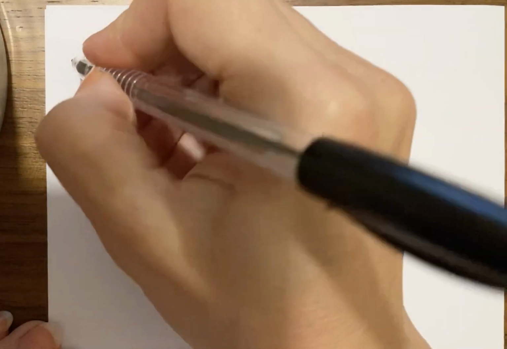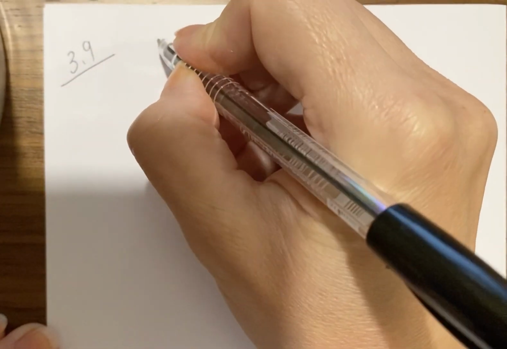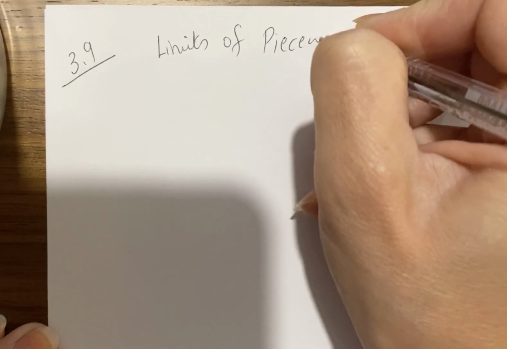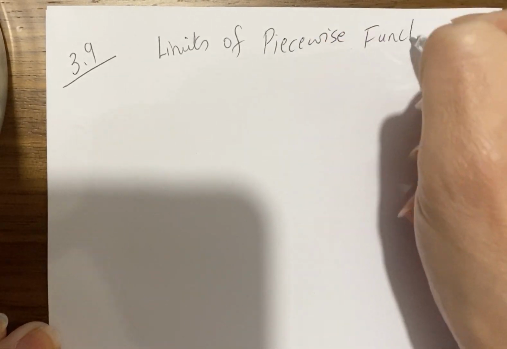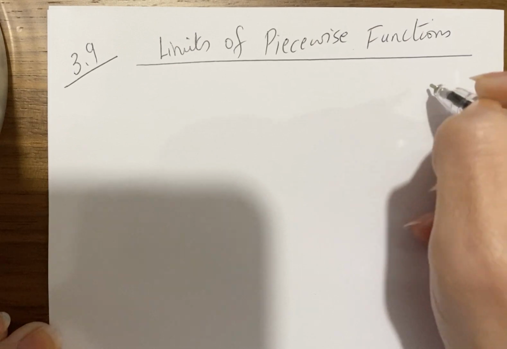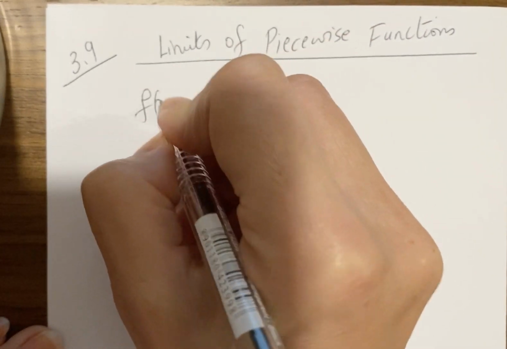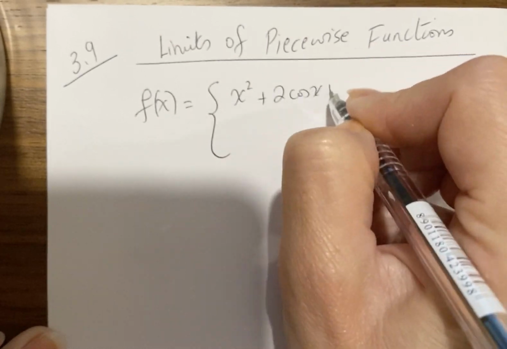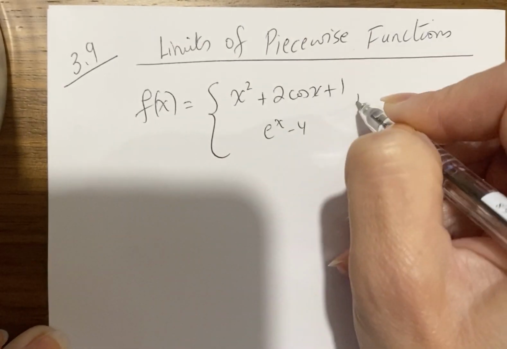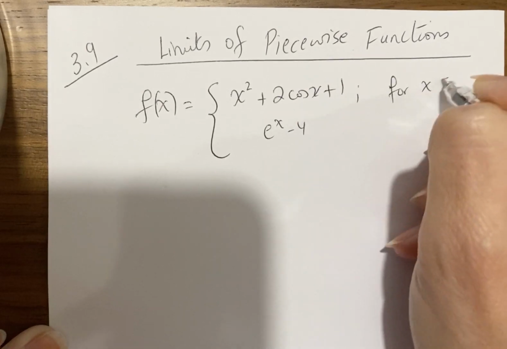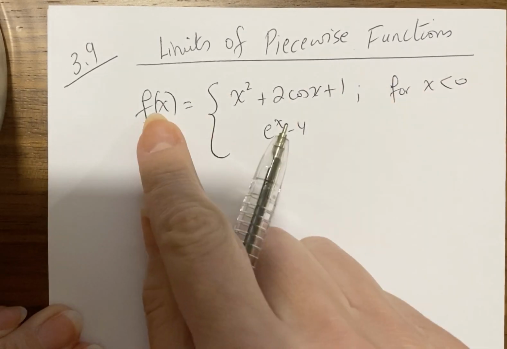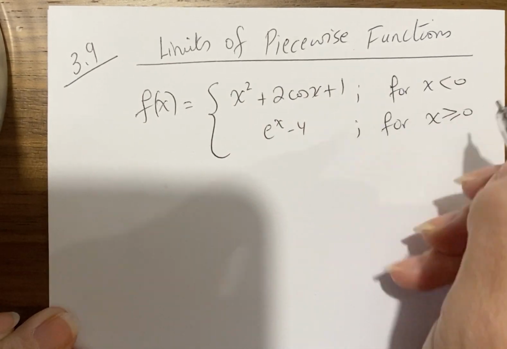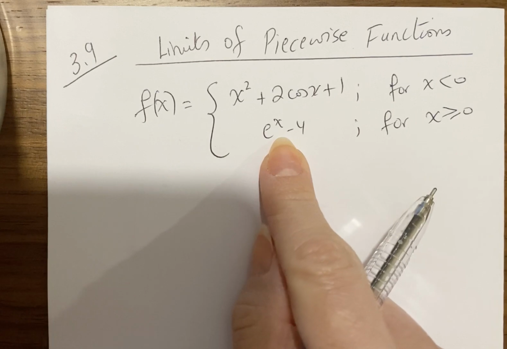All right, let's look at example 3.9, which is limits of piecewise functions. What do I mean by piecewise functions? I mean functions that are given in pieces relative to different domains. So this means when x is less than 0, f of x is equal to x squared plus 2x plus 1. When x is greater than or equal to 0, f of x is equal to e to the x minus 4.